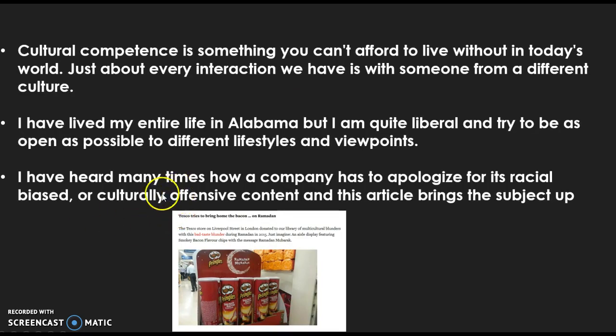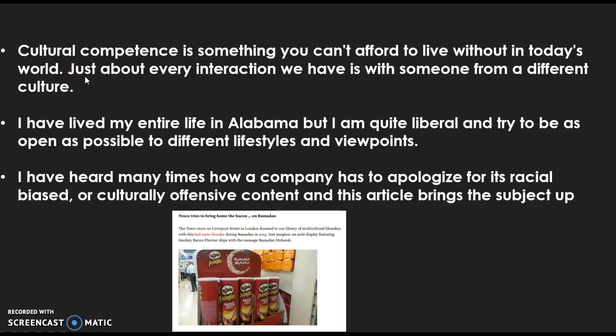Okay, here are some quotes from your Yellow Dig. Let's take a look at them first. Every interaction we have is with someone from a different culture. I don't think that's true in Hays, Kansas. I think that might be true in New York City or Los Angeles or Istanbul or wherever I've been. But we cannot afford to live without it.